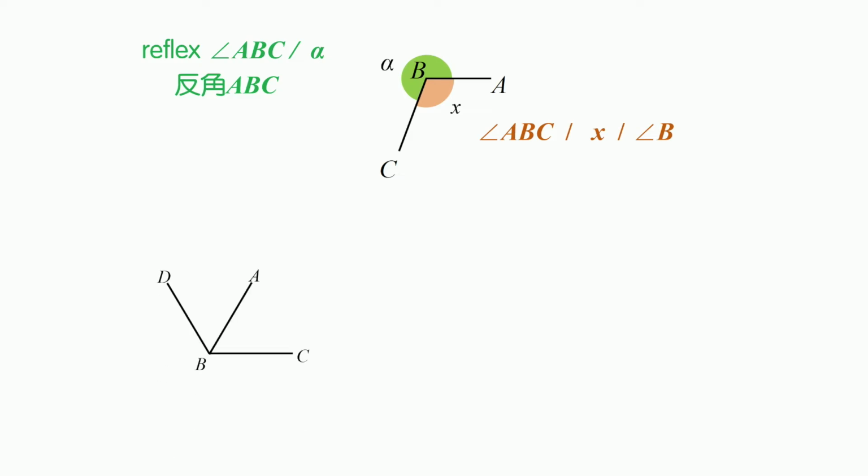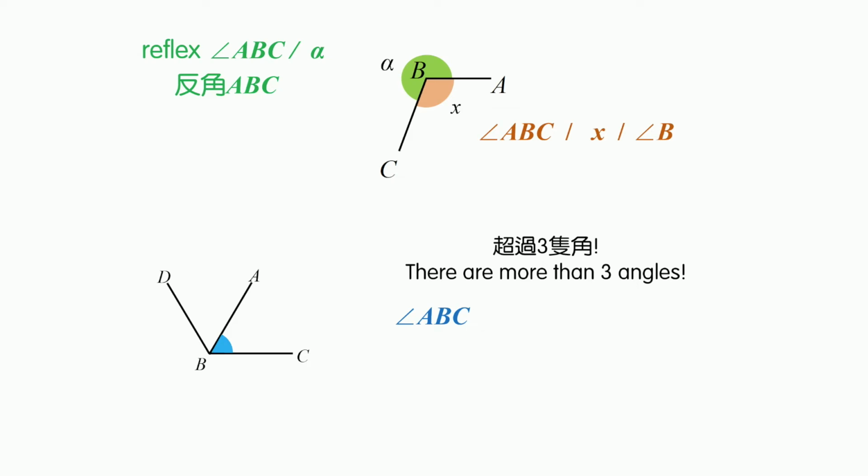Look at this figure. How many angles are in this figure? There are actually many angles. In fact, there are more than 3 angles here. Because there are so many angles, we need to be very careful when naming these angles. For example, this blue angle, we call it angle A, B, C. This orange angle, we call it angle A, B, D.